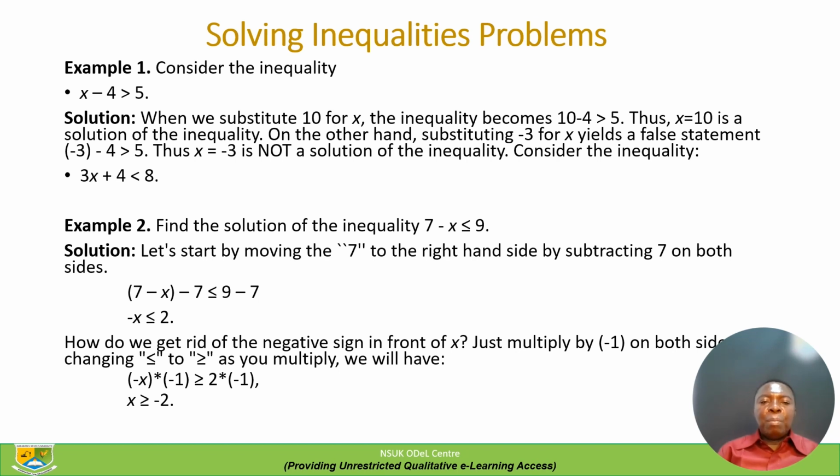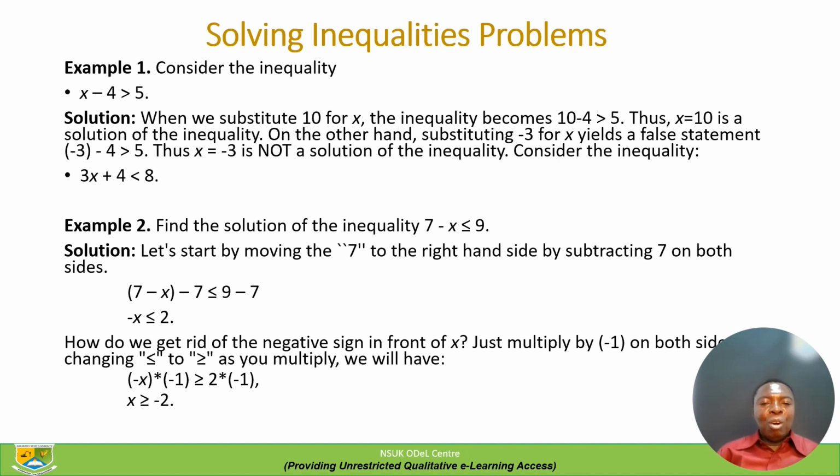Solutions. Let's start by moving the 7 to the right hand side by subtracting 7 on both sides. So we are saying (7 minus x) minus 7 less than or equal to 9 minus 7. So we can now say, minus x is less than or equal to 2.